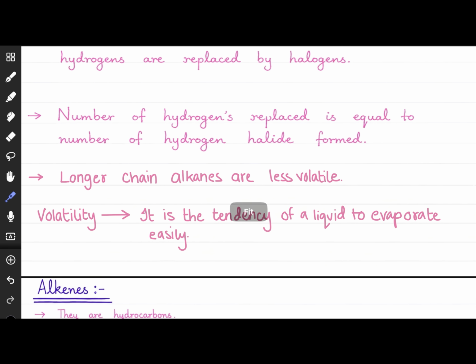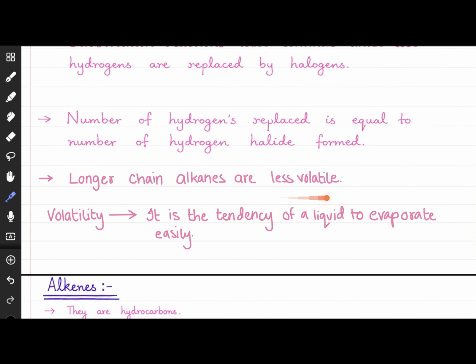Okay, so the last thing is that the longer chain alkanes are less volatile. And volatility is the tendency of a liquid to evaporate easily, which means that longer chain alkanes do not evaporate easily.